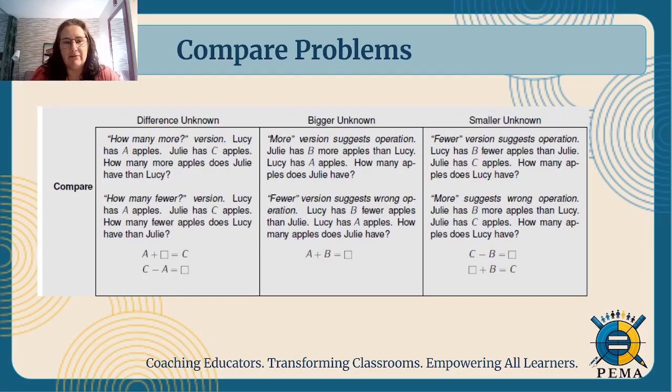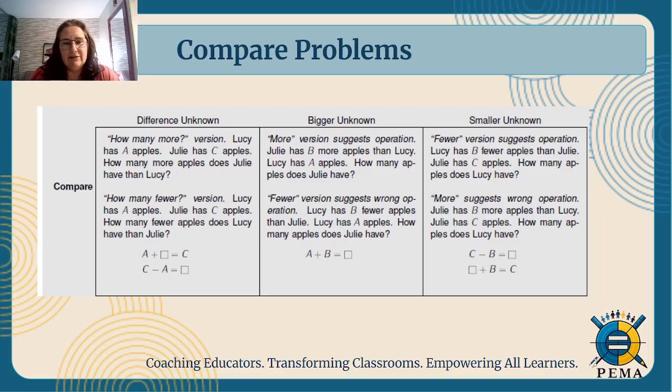The last type of problems for addition and subtraction are comparison. You'll see that there's 2 options in each box. Those 2 options in each of the 3 columns are about the language used for comparison. So one of them is a compare problem that uses how many more, and the other one talks about fewer when they describe the comparison relationship.